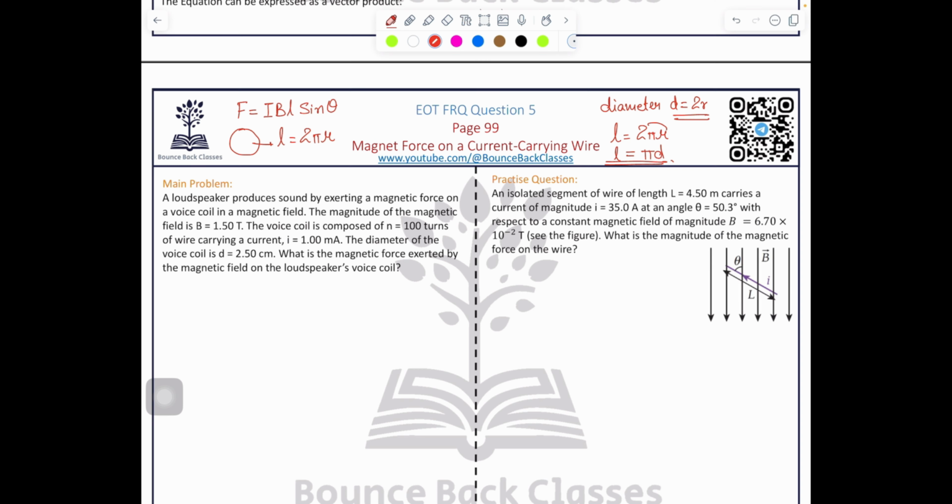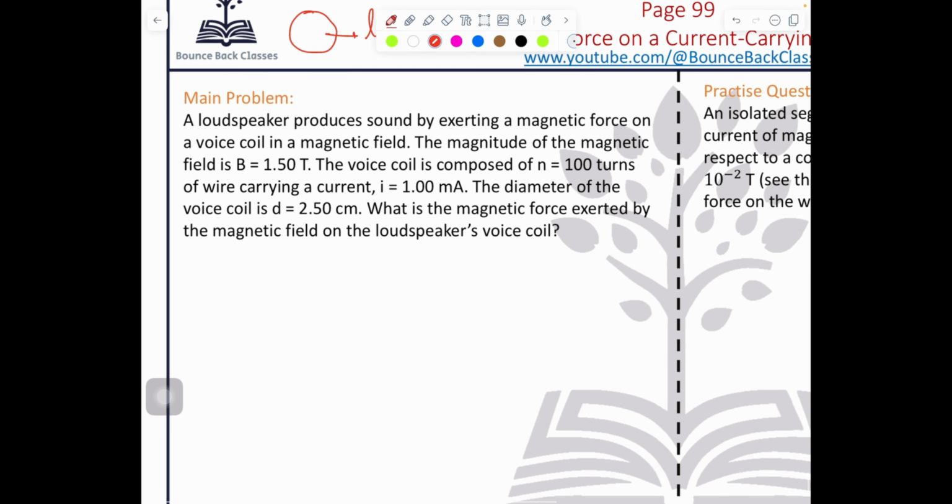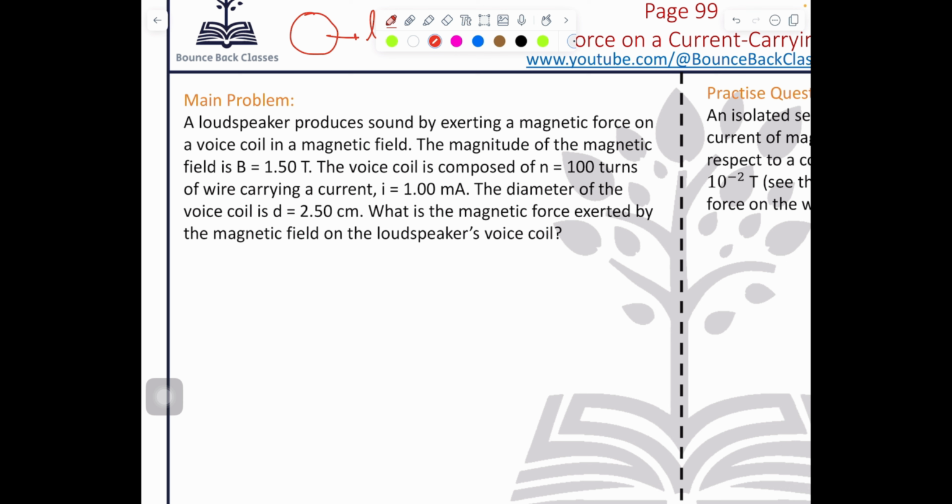Now let's move to question number 1. That is your main problem. A loudspeaker produces sound by exerting a magnetic force on the voice coil. Coil means a circular wire in a magnetic field. The magnitude of the magnetic field is the given value. So your first thing is the magnetic field, B is equal to 1.5 Tesla.